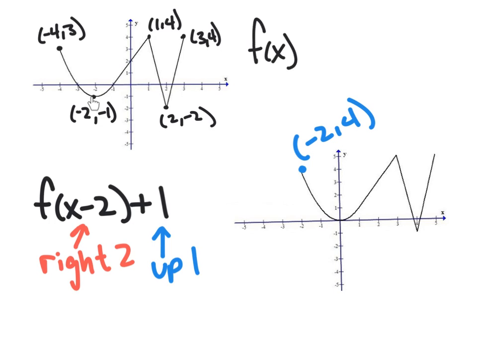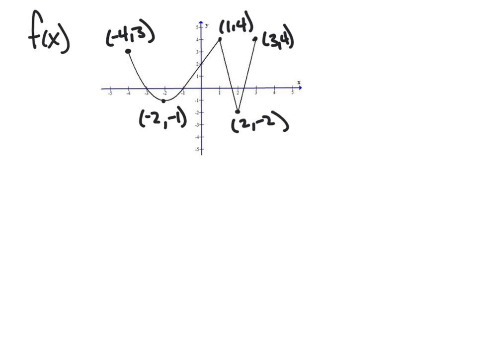Shifting this to the right 2, I count 1, 2 to the right, and up 1, I should be at 0, 0. And as you can see over here, I'm at 0, 0. So shifting right and left and up and down, they don't really change the shape of the graph, they just move it around.